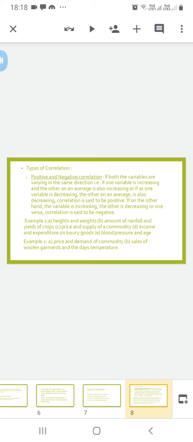Negative correlation: if both the variables move in opposite directions, the correlation is said to be negative. So, price and demand of a commodity, this is negative correlation. Volume and pressure of a perfect gas, sale of woolen garments and the day's temperature, and so on. These are the negative correlation examples.